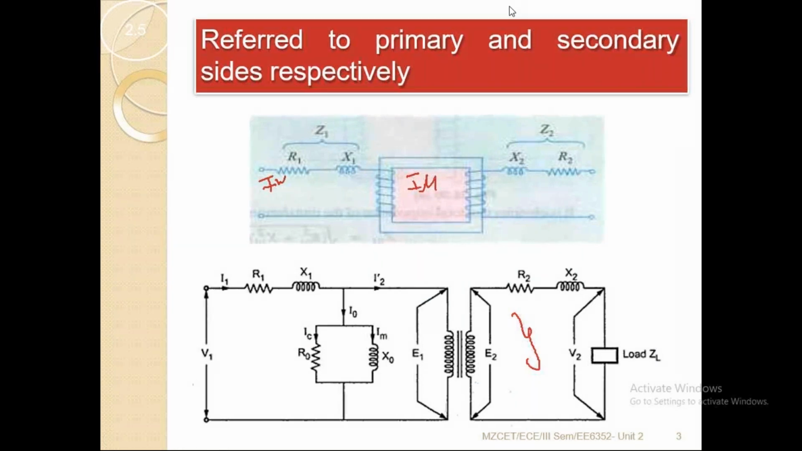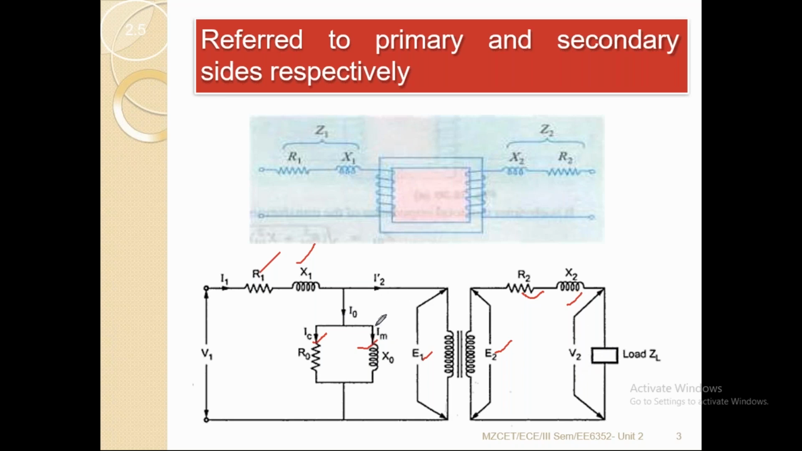Right. So this is the representation of a single phase transformer in terms of equivalent circuit. Let me see what parameters are involved in the equivalent circuit. That is R1, X1, R0, X0, E1, that is the induced EMF in the primary, E2 is the induced EMF in the secondary, R2 and X2, and V2, that is the voltage across the load.